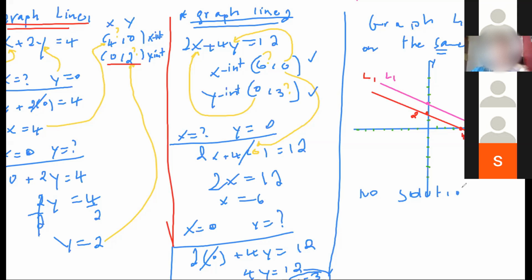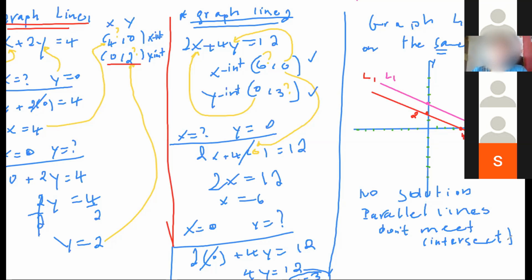The lines never meet. In math, we say that they're parallel. Parallel lines don't meet or don't intersect, to use more of a technical term. Intersect, or intercept each other.